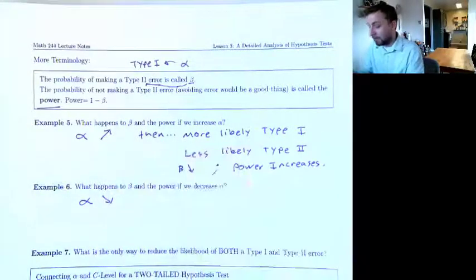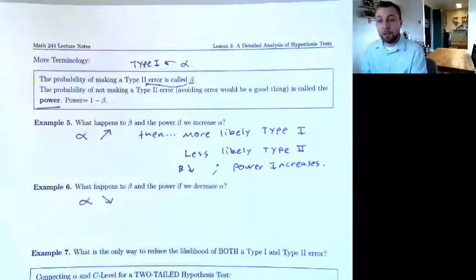What happens if alpha gets smaller? I'm going to ask that you pause the video, take a minute, and go through these same logical conclusions here. What should happen to your type 1 error? What should happen to your type 2? What about your beta? What about your power? Let's try it together.